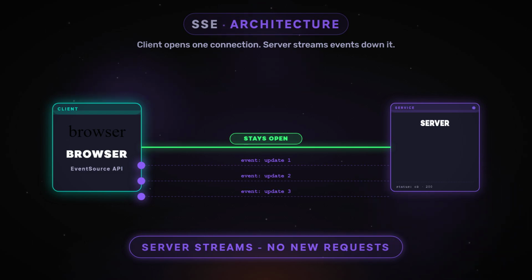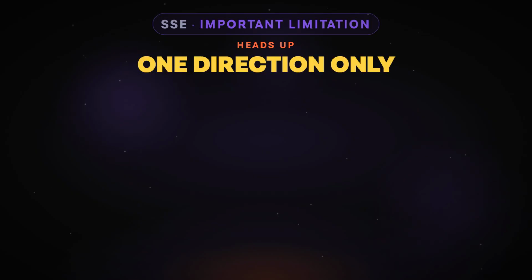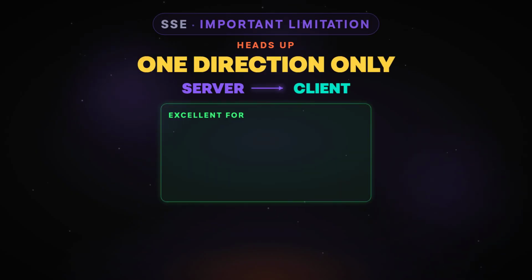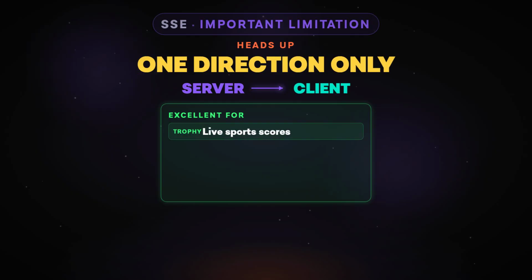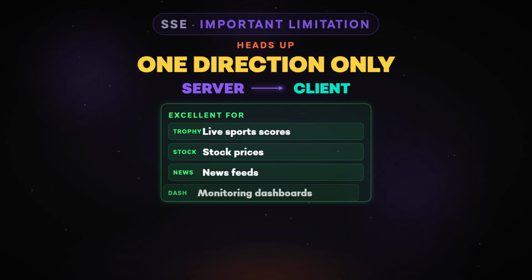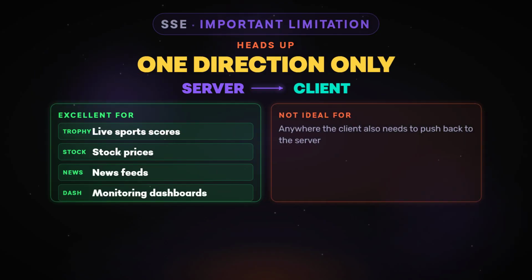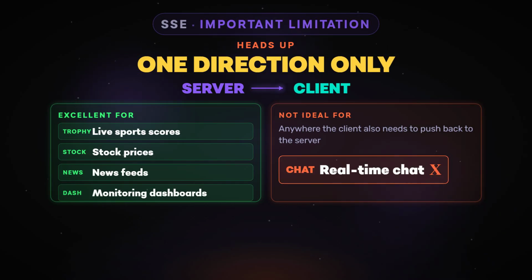The important limitation of SSE, notice something important. The arrow only goes one direction, from server to client, not both directions. This means SSE is excellent for live sports scores, stock prices, news feeds, monitoring dashboards, but not ideal for real-time chat because the client cannot continuously send messages back through the same connection. And that's where the next solution emerged, that is WebSockets.